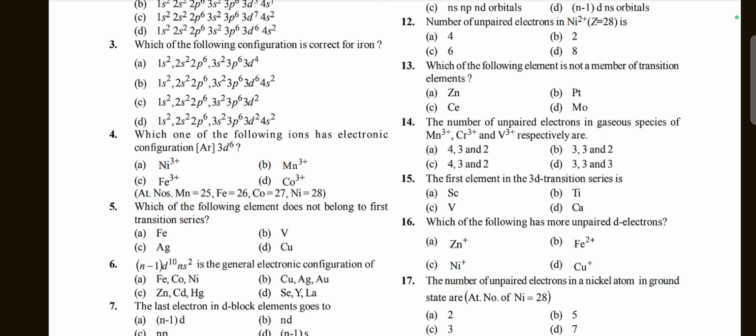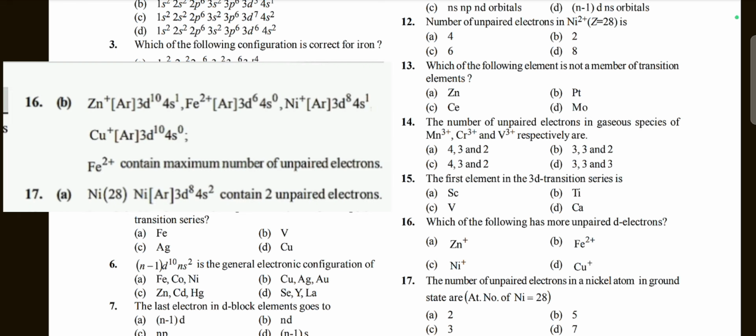Question 16. Which of the following has more unpaired electrons? So in Zn+, the electronic configuration will be argon 3d10, 4s1. So it will have 1 unpaired electron. Fe2+ will have argon 3d6, 4s0. So it will have 4 unpaired electrons. Ni+ will have argon 3d8, 4s1. So it will have 3 unpaired electrons. Cu+ will have argon 3d10, 4s0. So it will have 0 unpaired electrons. So here, option B will be the answer, Fe2+. It contains the maximum number of unpaired electrons.